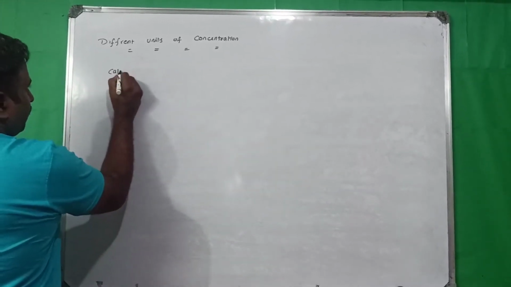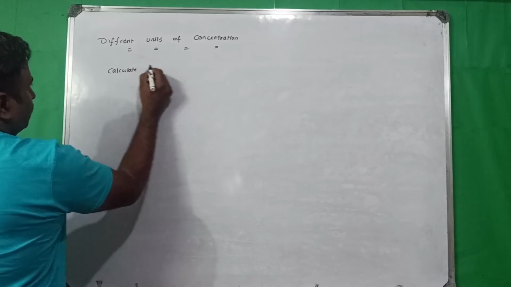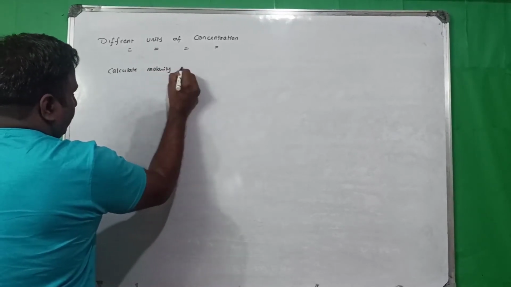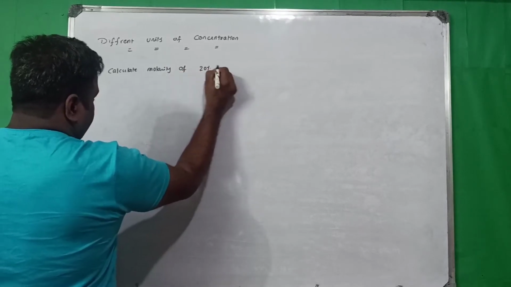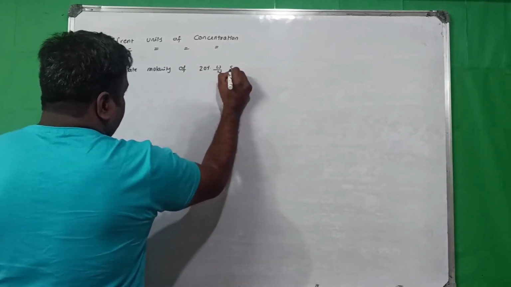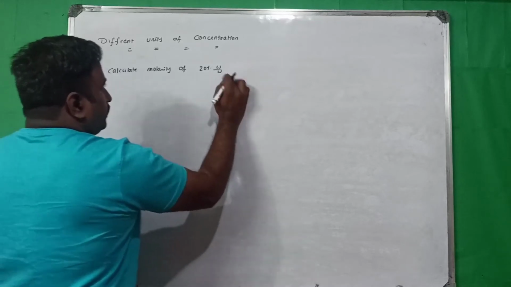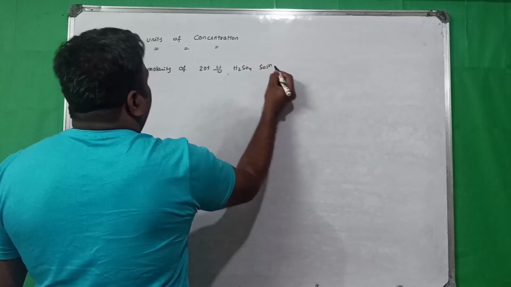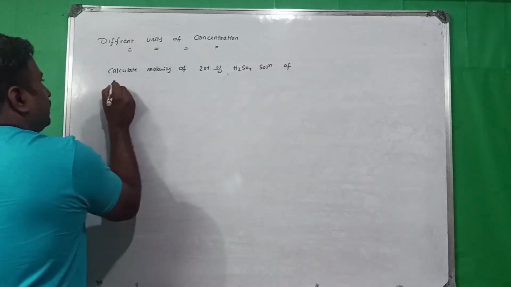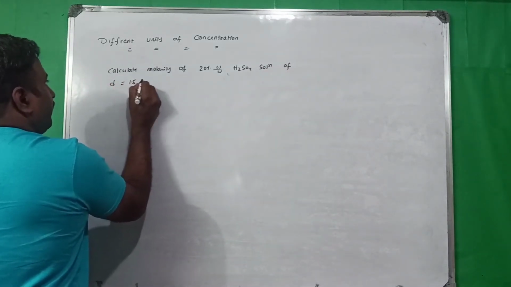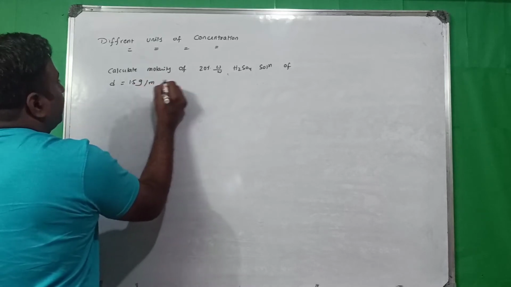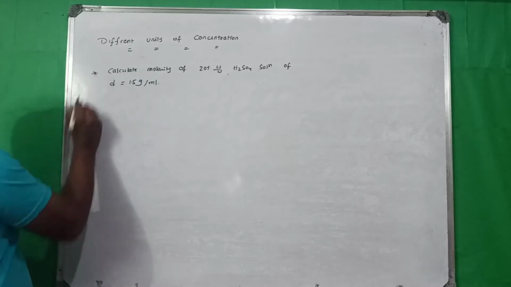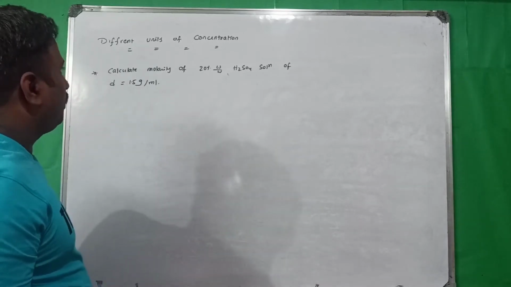Now let us solve one more question. Calculate the molarity of 20% weight by weight sulfuric acid, H2SO4, solution of density 1.5 gram per ml or kg per liter.